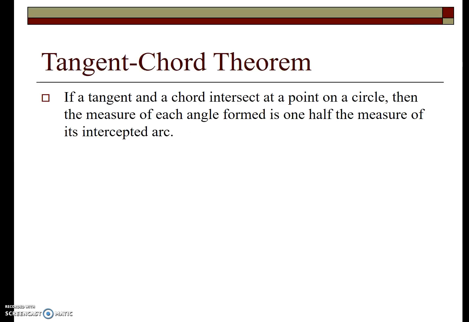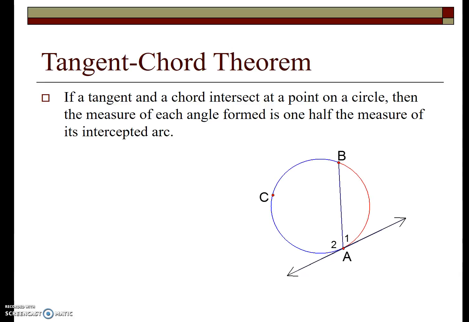All right, here's our first one, dealing with a tangent and a chord. If a tangent, remember those are the ones that hit one time, and a chord intersect at a point on a circle, then the measure of each angle formed is 1/2 the measure of its intercepted arc. Okay, so you should have this picture in your cheat sheet. So let's just write down that extra stuff there.